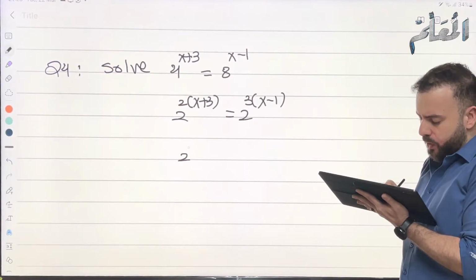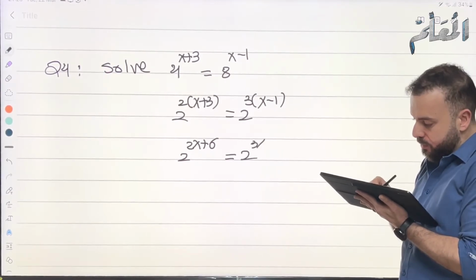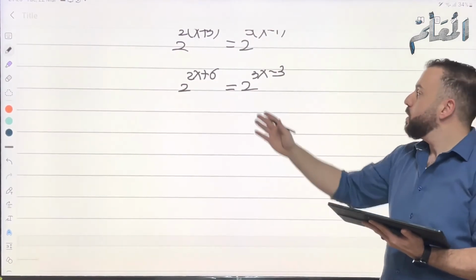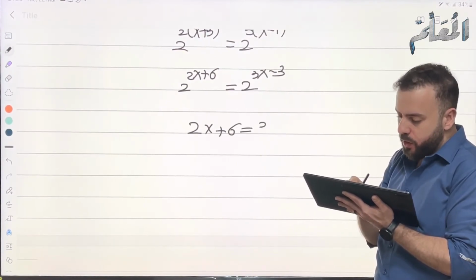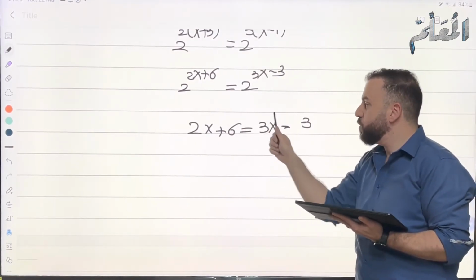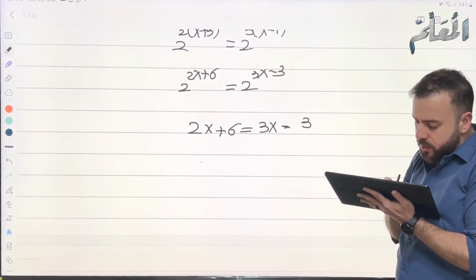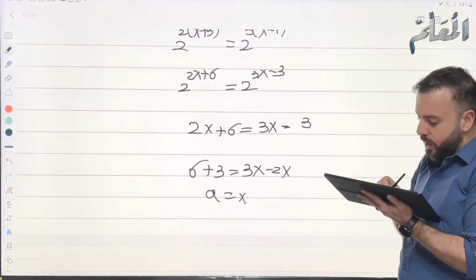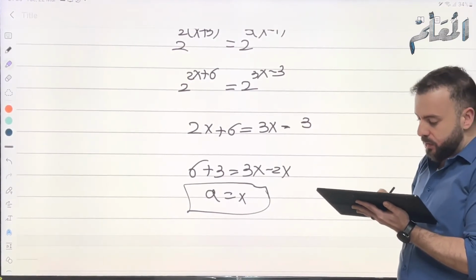That's going to be 2 power 2x plus 6 is equal to 2 power 3x minus 3. Since the bases now are the same, we can equate the exponents easily. So we can say now 2x plus 6 is equal to 3x minus 3. I will shift the 2x beside the 3x, and the negative 3 goes to where? To the left side. That's going to equal 6 plus 3 is equal to 3x minus 2x. So 9 is equal to x, and that's my answer for question 4, which is x is equal to 9, and this is the end of question 4.